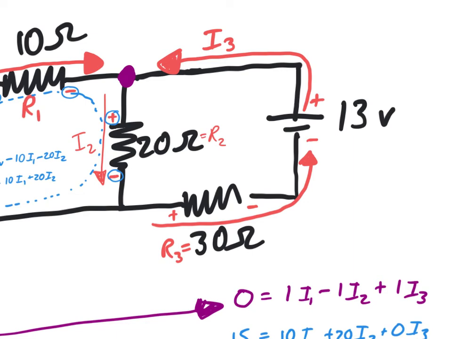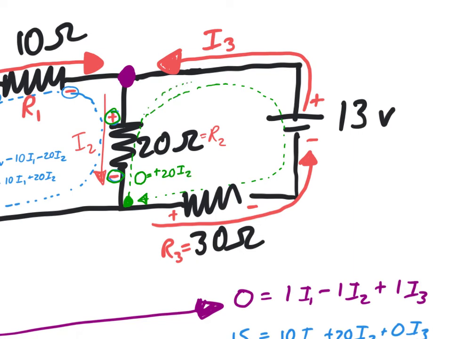This next loop I'm going to do in green. I'm going to start here. I'm going to measure around this thing, like so. And because this is a loop law, it always adds to 0. 0 is equal to, from the negative side to the positive side, that's an increase in voltage of 20 ohms multiplied by I2.